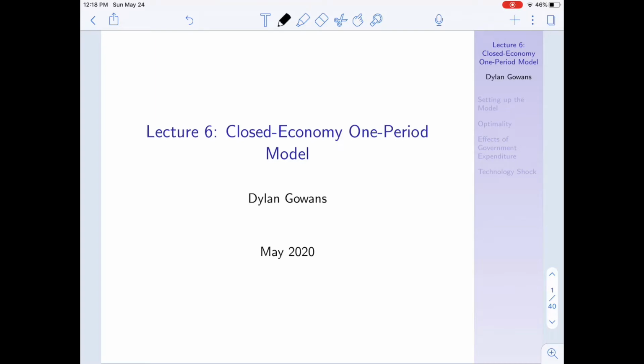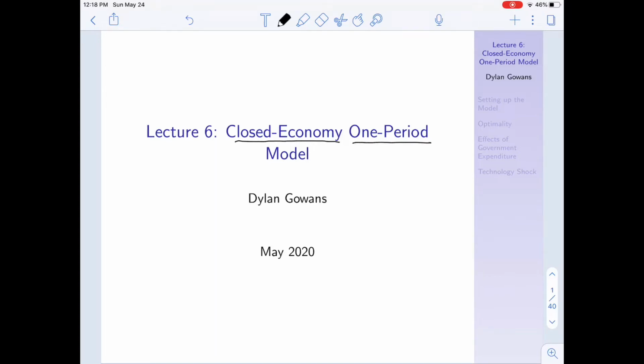And as you can see from the title here, this has two components to it. This model is going to be a closed economy, which means that there will be no trade or no interaction with the rest of the world. It's as if we have an economy that is completely closed off, in autarky. And the other component is that it will be a one-period model.